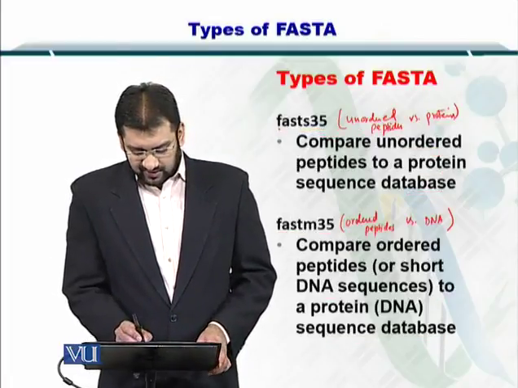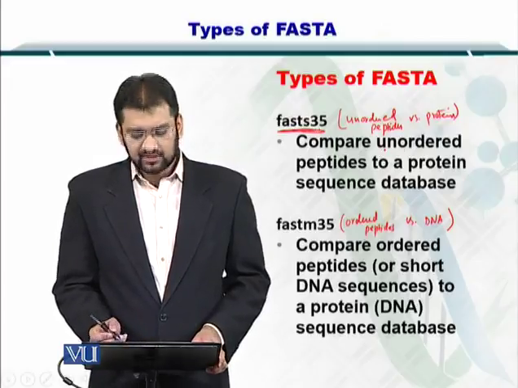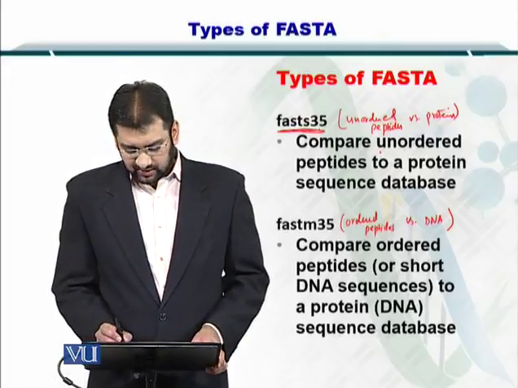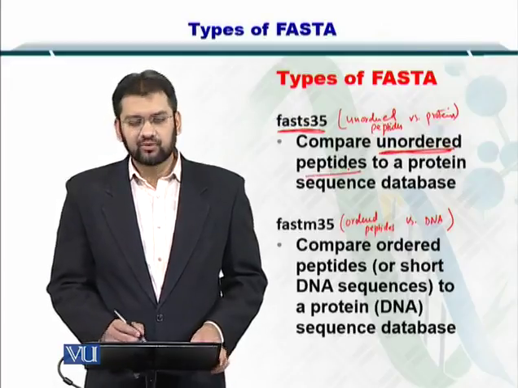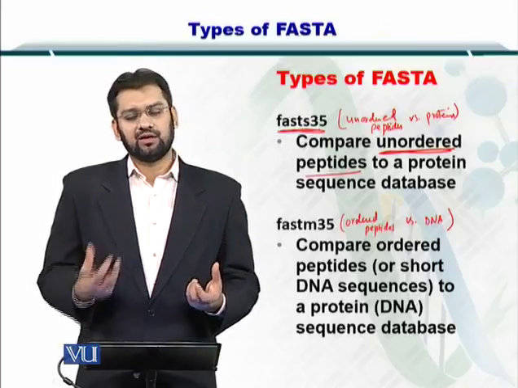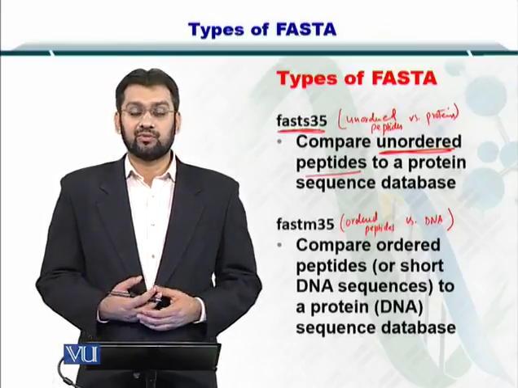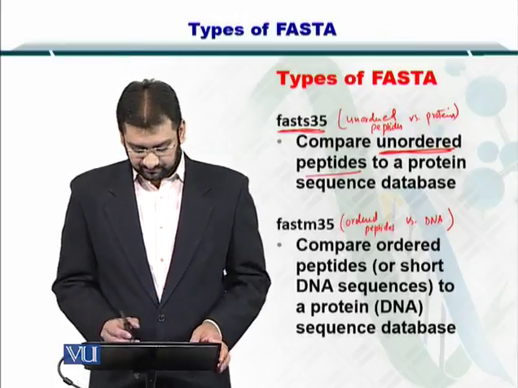Next is FASTS35. This is a special type of FASTA because it can help you to compare unordered peptides to a protein sequence database. So if you have some unordered peptides, then you can look at the database as well, and this can be an extremely useful and powerful tool.